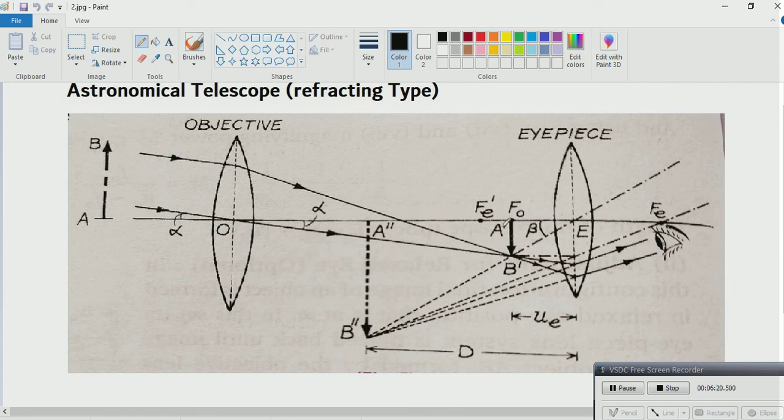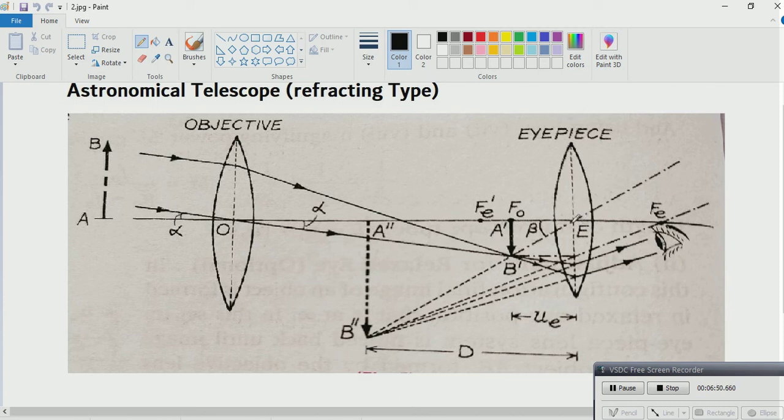Now let's see what is happening. This image lies inside the first focus Fe prime of the eyepiece. The eyepiece is also a lens, so it also has foci, one on this side and another on that side. The construction is such that the first image formed by the objective lies between the optical center and the focal point of the second lens. Now it is here, between the optical center and the focal point.